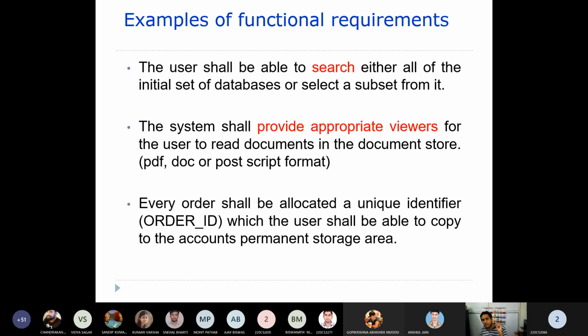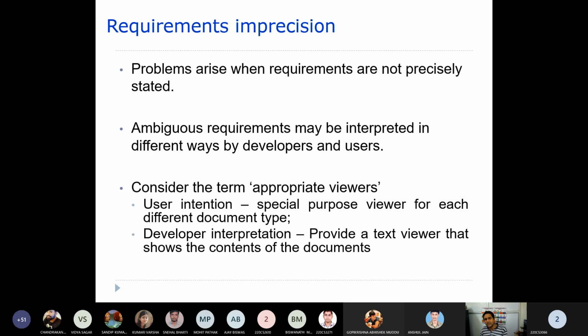Whenever the user orders a particular article, he will be given a unique order ID, and that will be linked to his account. Now there are some requirement problems with precision. Problems arise when requirements are not precisely stated. So if the requirement is not precisely stated, then the problems are there.